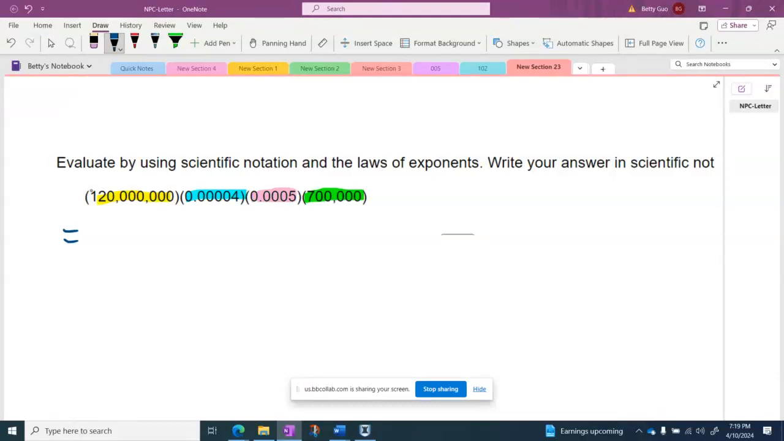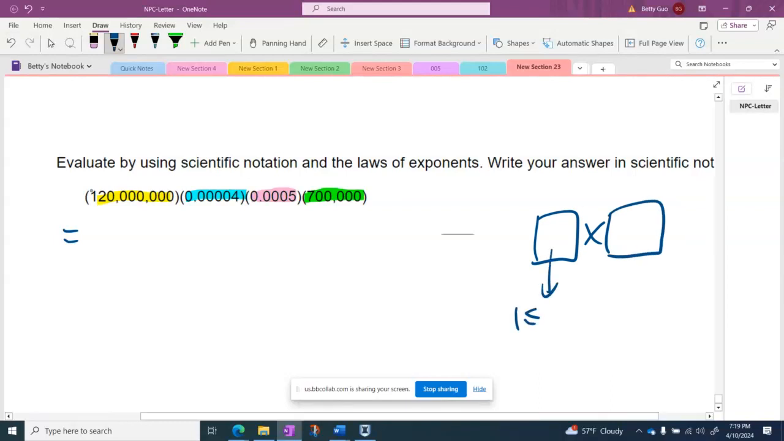The yellow is a large number. Remember, what does a scientific notation look like? The first part has to be a number bigger than or equal to 1 and strictly less than 10. And the second part has to be a power of 10, right? If the number is large, the exponent is positive. If the number is small, the exponent is negative.